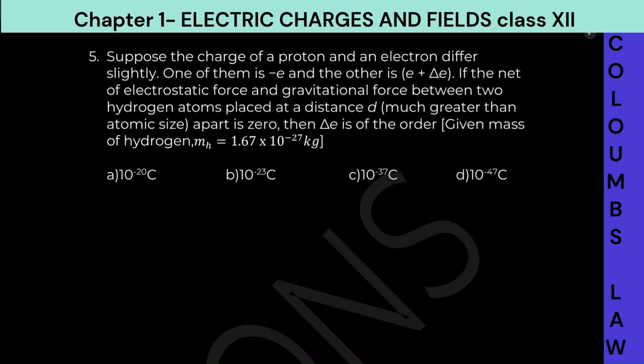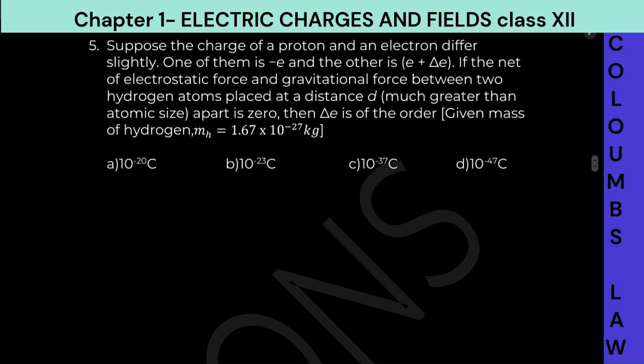Now in that case, if the charge is differing by a slight value, what will be the ratio of gravitational to electrostatic force, provided they have given that the net is 0. You can see the net is 0 here. So let's start with the question, and as I solve, you will understand it better. First, if there is a slight change in the charge of an electron and a proton, then what is the new charge?